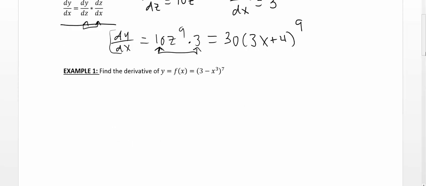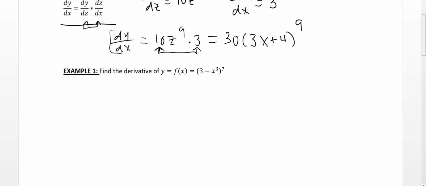Example 1. Find the derivative of y equals f of x equals (3 minus x cubed) all raised to the 7th. So again, we see that we're going to have to do a chain rule here because we're certainly not going to multiply this out to the 7th power. If it was squared, we could multiply it out and go term by term. But since it's to the 7th power, we know that we have an inside and outside function.